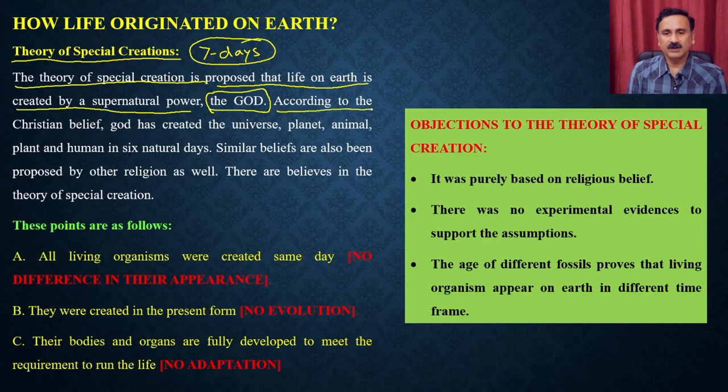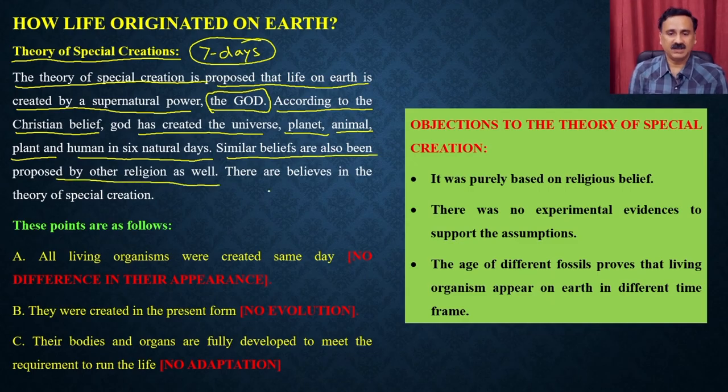According to the Christian belief, God created the universe, planets, animals, plants and humans in 6 natural days. Similar beliefs have also been proposed by other religions as well. The Hindu religion has also proposed a similar kind of thing. And all these are mostly non-experimental. They were not based on any kind of experiments. They were all based on belief.